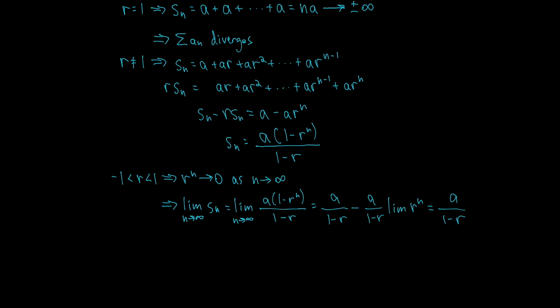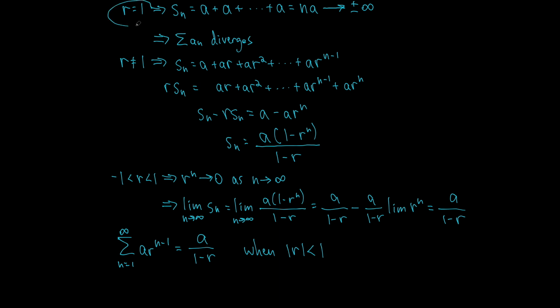So this means that we have our sum. If n equals 1, from n equals 1 to infinity of ar to the n minus 1, that must just be a over 1 minus r whenever r is between minus 1 and 1, or whenever the absolute value of r is less than 1.